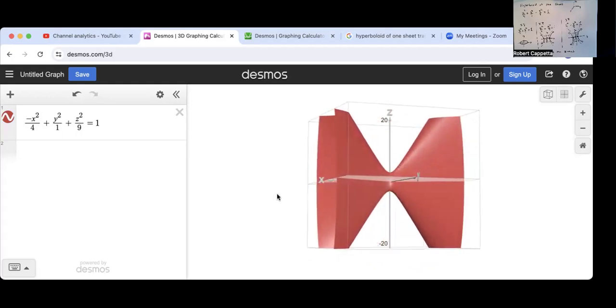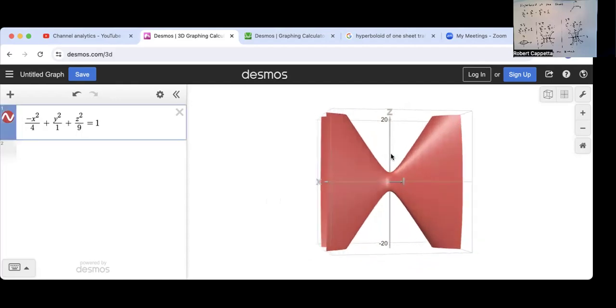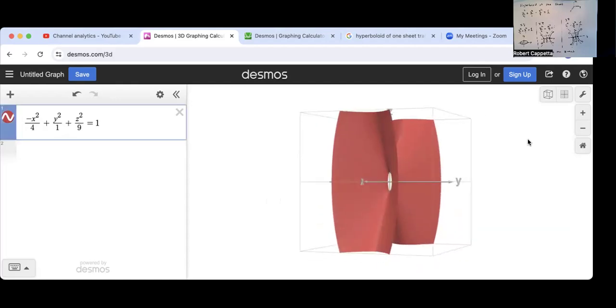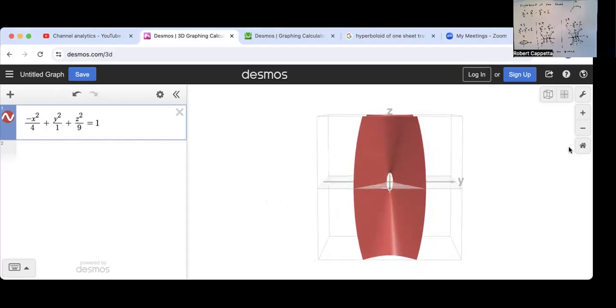And then you can see, again, what do we have? We have two hyperbolas and one ellipse. The ellipse is in the yz trace. So the yz trace is here. Notice y to the right, z on top. The yz trace is that little ellipse.